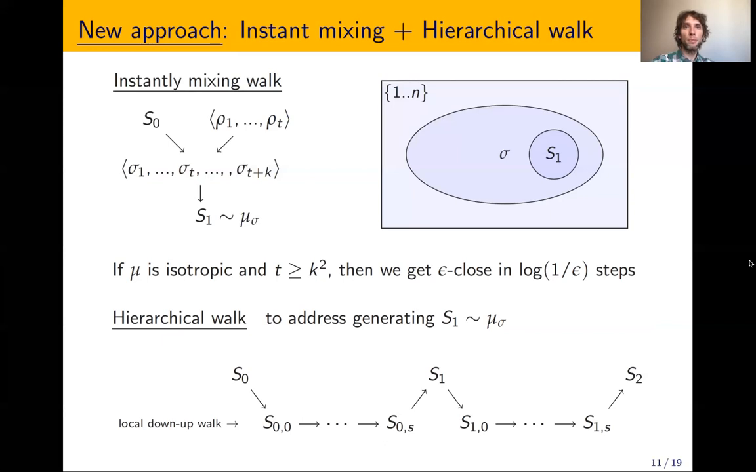Overall, the procedure can be viewed as a two-level hierarchical walk with macro steps of the instantly mixing intermediate sampling walk combined with small steps of the local down-up walk. Or alternatively, we can think of this as the down-up walk performed on a periodically refreshed uniform sample of the ground set.